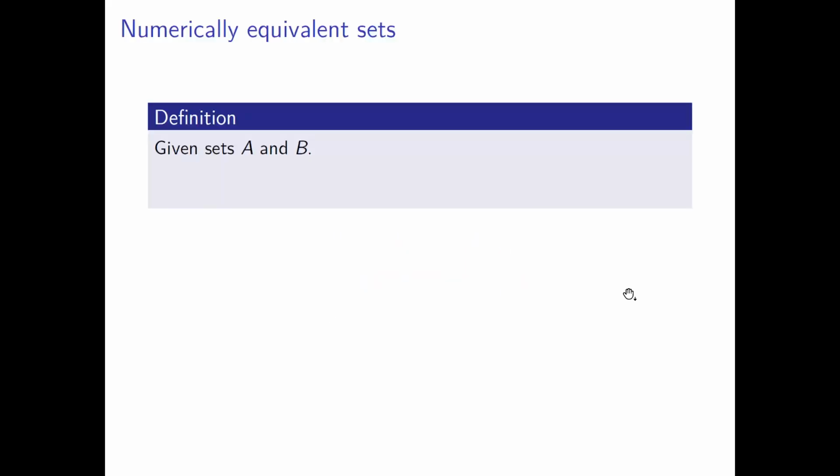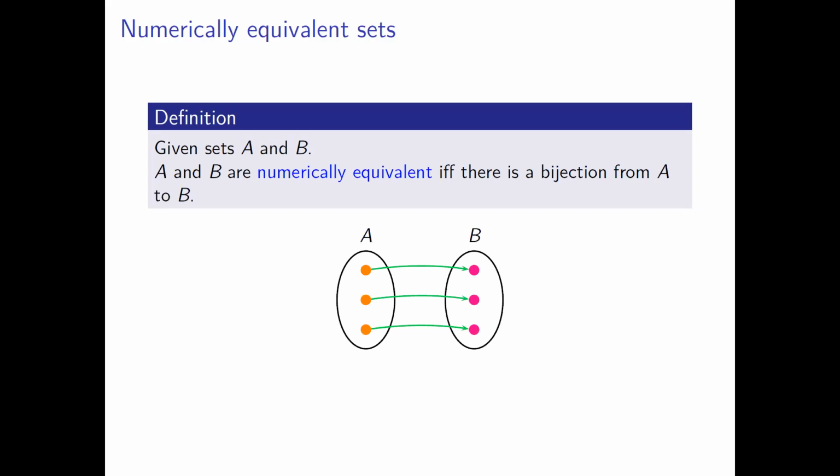Given sets A and B. A and B are said to be numerically equivalent if and only if there is a bijection from A to B. If the context is clear, we shall also use the term equivalent instead of numerically equivalent. We shall use this notation to indicate that set A is numerically equivalent to set B.